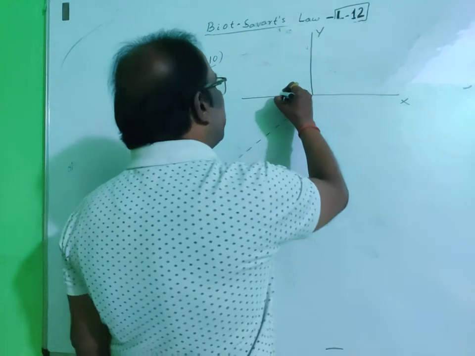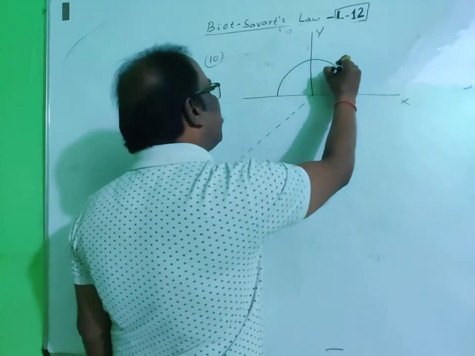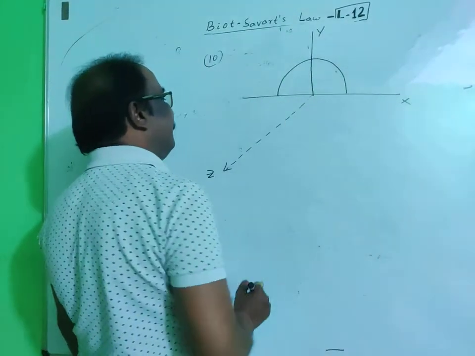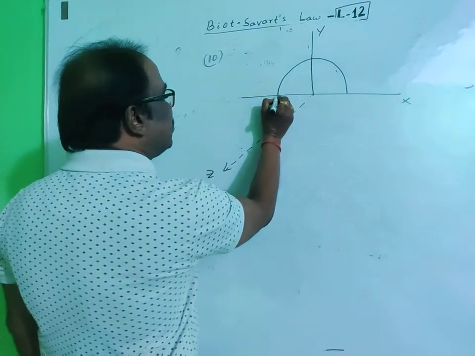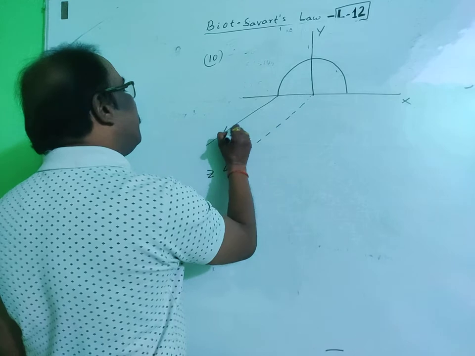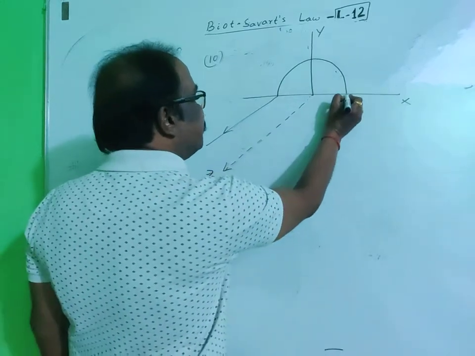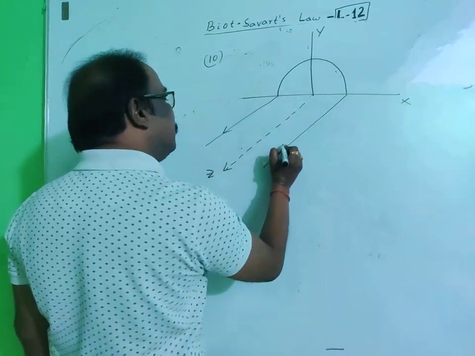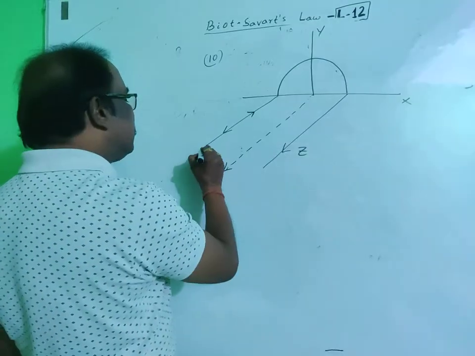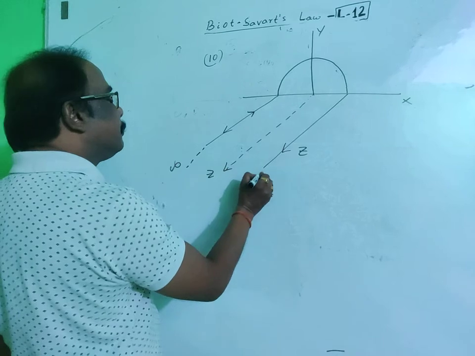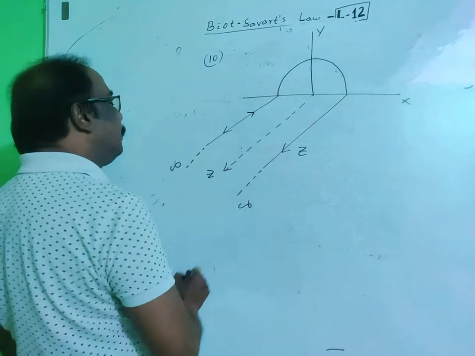Suppose this is a semi-circular coil, and this is a straight part parallel to the z-axis. Let current flow. This is infinitely long in one direction.